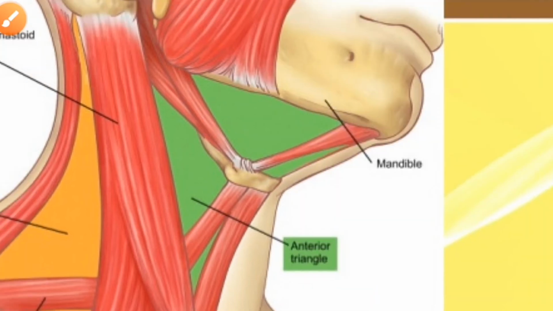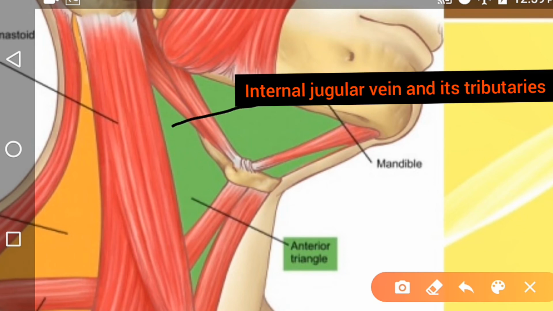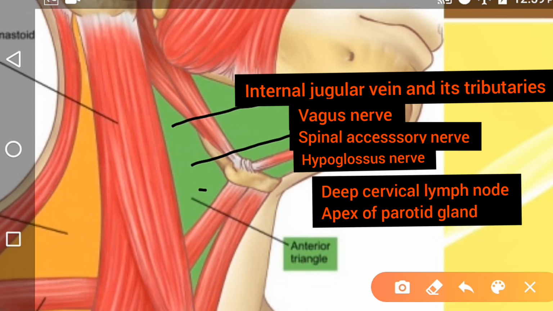The vein present in the carotid triangle is the internal jugular vein and its tributaries, while the nerves present here are the vagus nerve, spinal accessory nerve, and hypoglossal nerve. Other structures are also present, like deep cervical lymph nodes and the apex of the parotid gland.